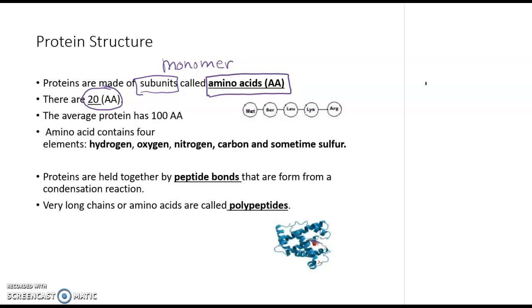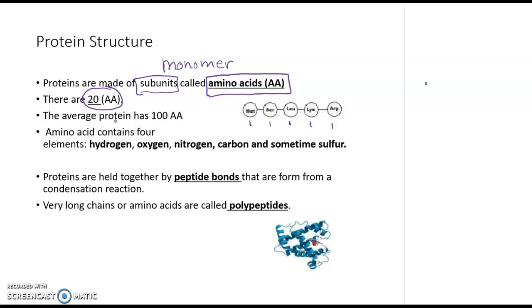And so when we arrange the 20 amino acids in different sequences, for example, we have methionine, serine, leucine, lysine, arginine. In that sequence, it tells us something very different, kind of like a word when we arrange letters in order to create words. The average protein has about 100 amino acids. I actually think that's probably a little bit on the short side. I think some proteins are way more than 100 amino acids, but on average, it's probably about 100.